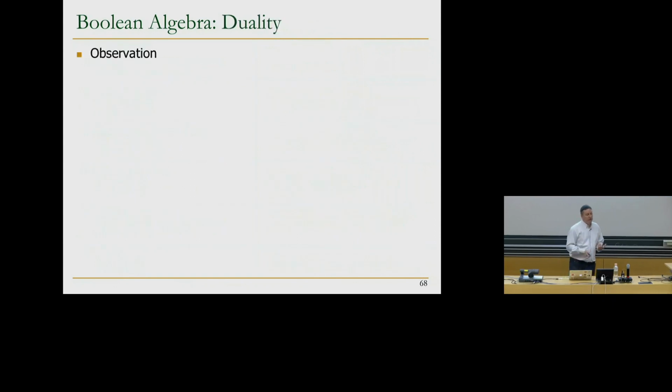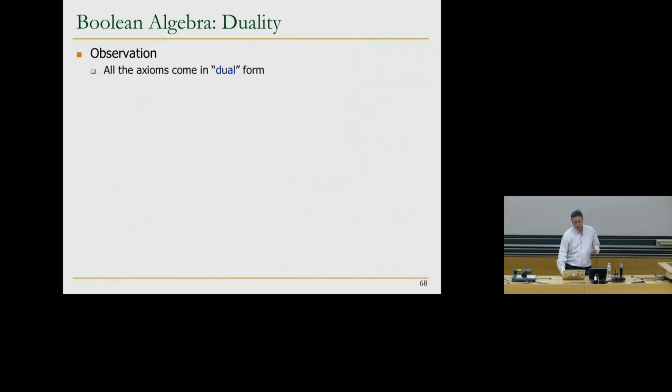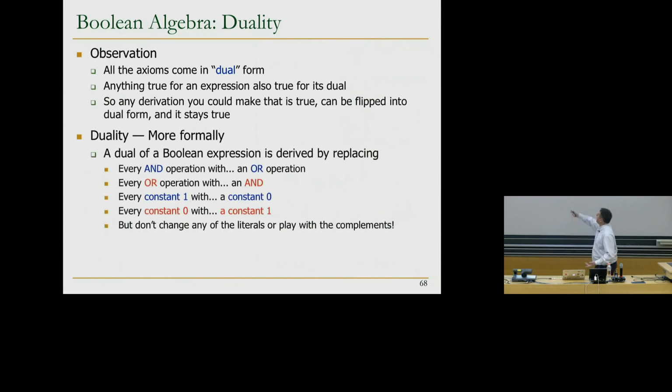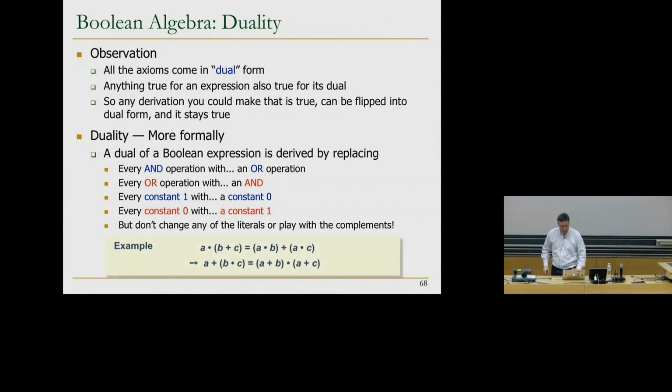And there is also an observation that you have these two operations, AND, OR, multiply, add, and you realize that all the axioms that you can think of come in dual form. So anything that you have in one expression is also true for its dual. So if you see one of these axioms, you can take every AND operation. You can replace every AND operation with an OR operation, or every OR operation with an AND. Every constant 1 with a constant 0, every constant 0 with a constant 1, but don't change any of the literals, and everything is still the same. So if you say A and B or C equals to this, you can directly flip them over, and the thing still holds.